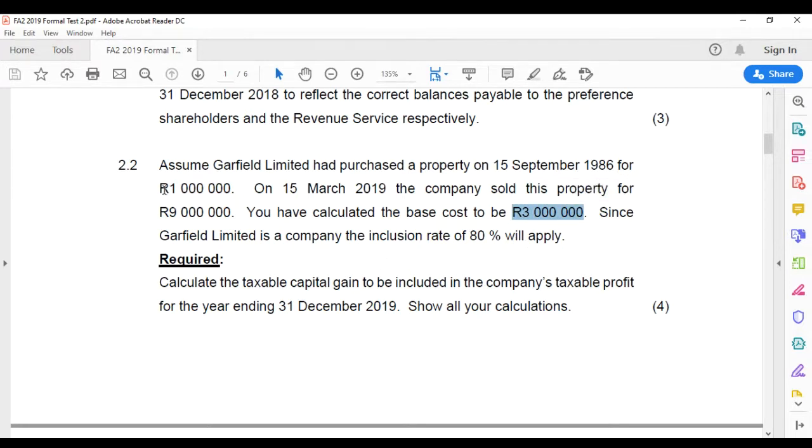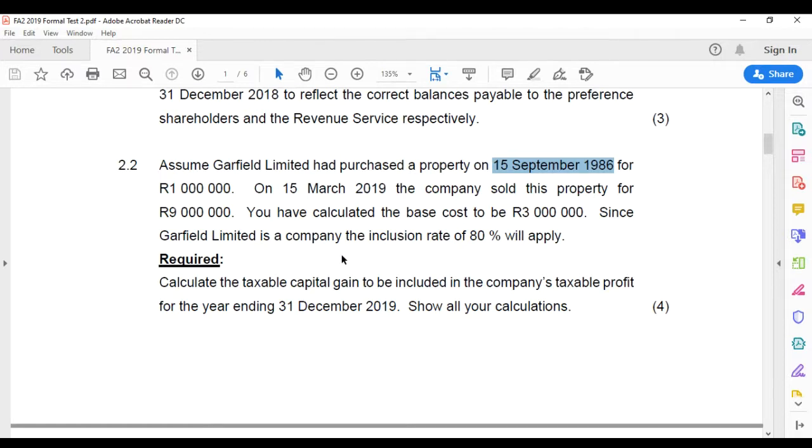It effectively means that the value of that asset grew from the date of acquisition, the 15th of September 1986, to the effective date when capital gains tax came into effect on the 1st of October 2001. It grew by 2 million rands, right? So that 2 million rands should not reasonably be taxed under capital gains tax. Only the increase in the value of that asset since the implementation of capital gains tax in October 2001 until the date of disposal.